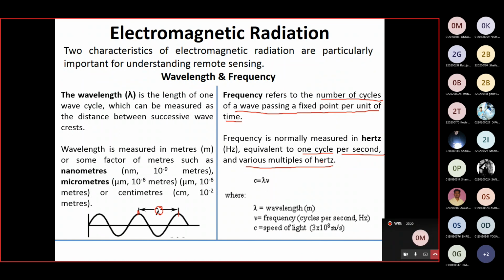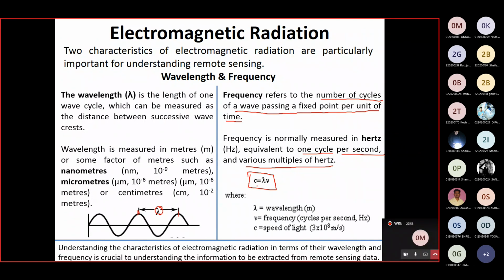If you want to find the relationship between wavelength and frequency, it is given as C equals lambda times nu. Nu refers to the frequency, in cycles per second or hertz. Lambda refers to the wavelength, denoted in meters, and C is the speed of light, which is 3 times 10 raised to 8 meters per second.